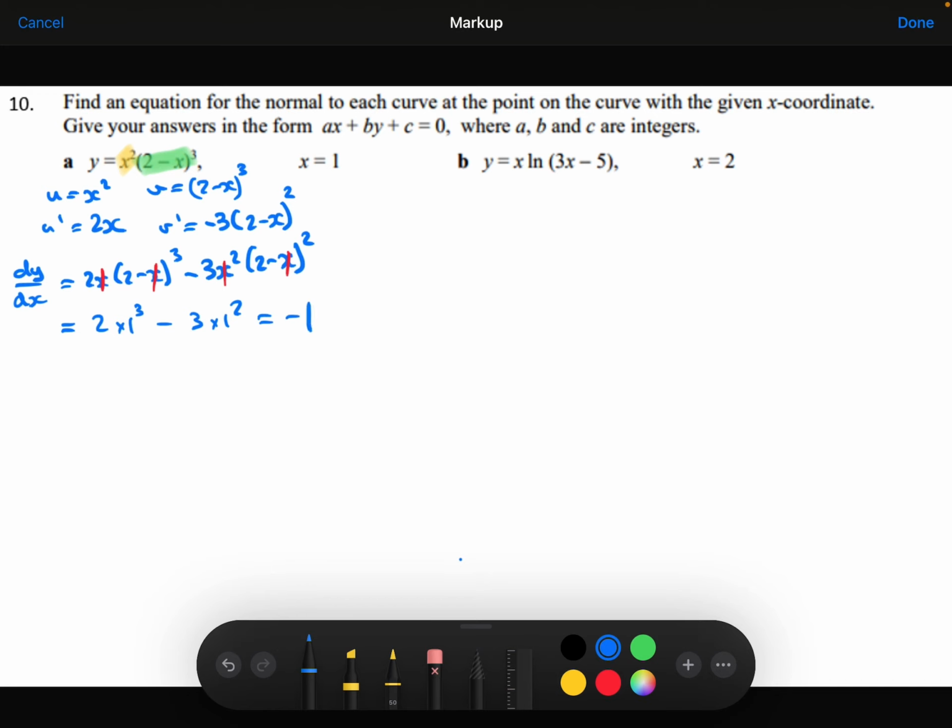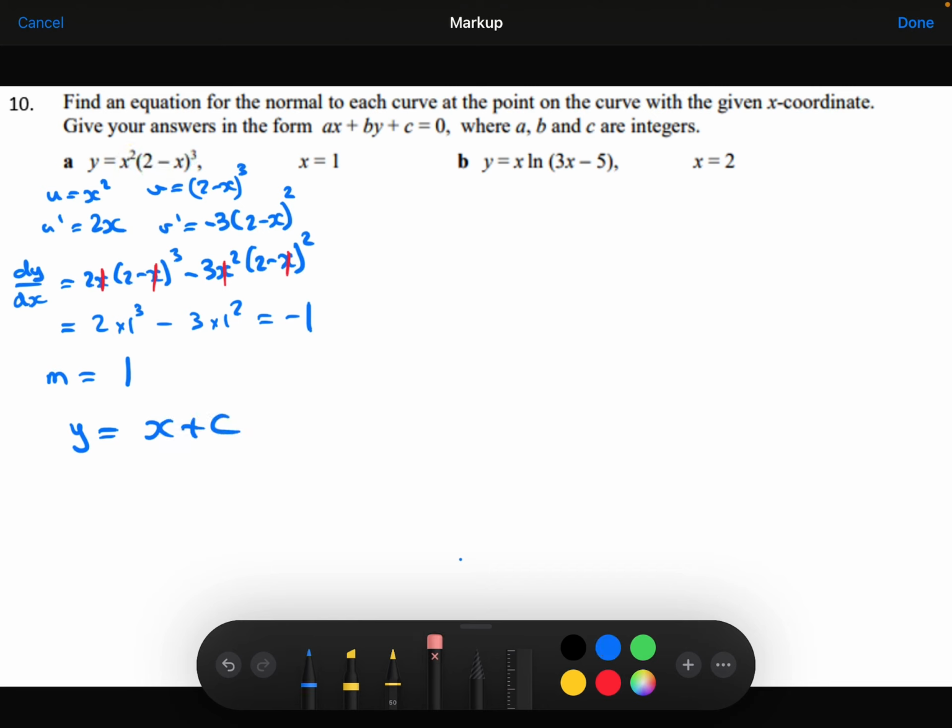So the gradient of my tangent at that point is minus 1, which means that the gradient of the normal will be the negative reciprocal of that. So I'm going to take that minus 1 and make it positive, and the reciprocal of 1 is just 1. So the gradient of my normal is 1. So I can say y equals 1x plus c.